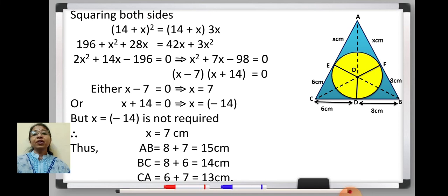Now we can find out the total lengths. So therefore total length AB is equal to x plus 8. Substitute the value of x as 7. So 7 plus 8 is 15. Similarly BC is 6 plus 8, 14. And now AC is 7 plus 6. Value of x is 7. So 7 plus 6 is 13 centimeter. So in this way we have calculated all the required lengths AB, BC and AC.